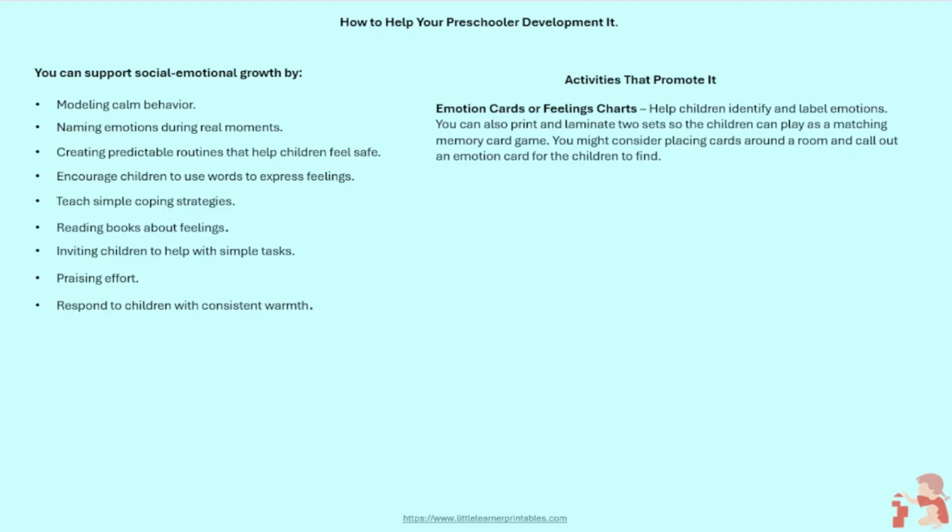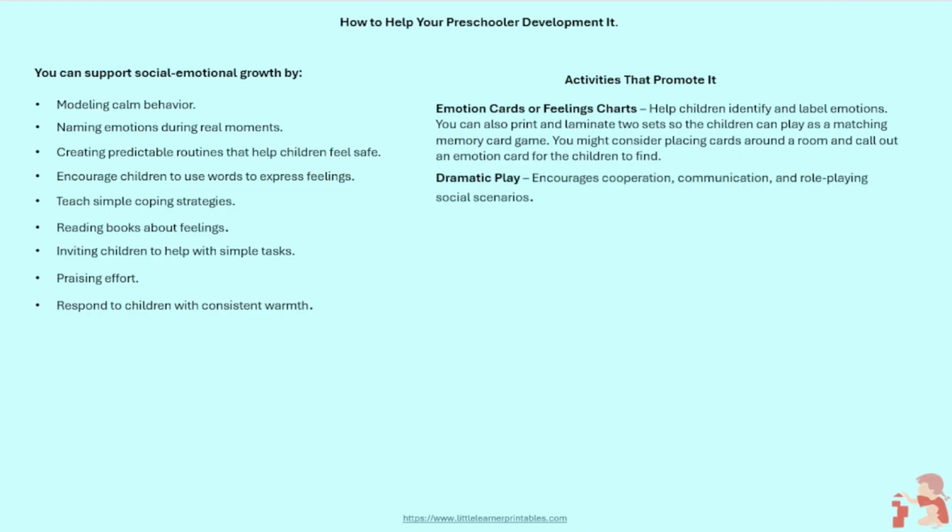Here are some activities that promote it. Emotion cards or feeling charts. Help children identify and label emotions. You can print and laminate two sets so that the children can play a matching memory game. You might consider placing cards around the room and calling out an emotion for the children to find.